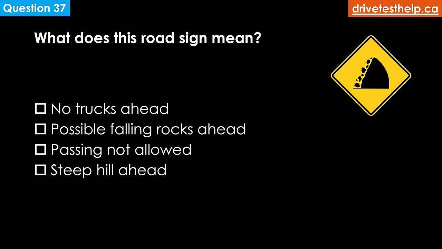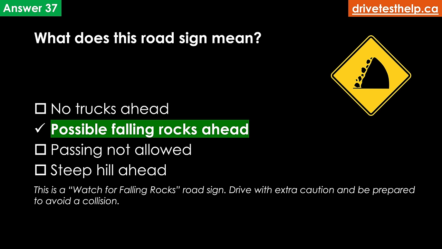What does this road sign mean? No trucks allowed, possible falling rocks ahead, passing not allowed, steep hill ahead. The correct answer, possible falling rocks ahead. This is a watch for falling rocks road sign. Drive with extra caution and be prepared to avoid a collision.